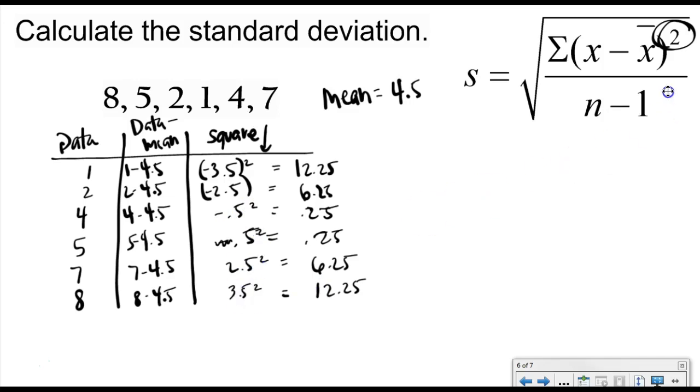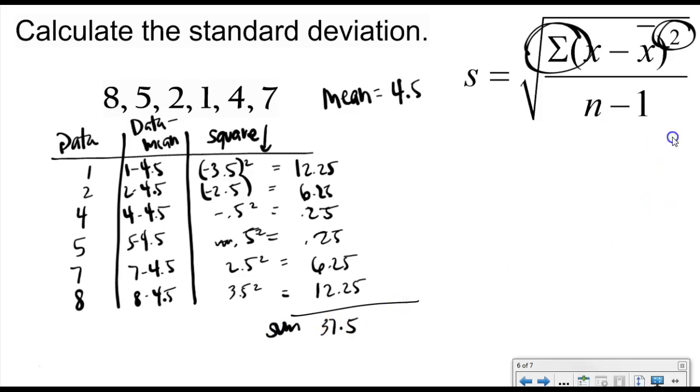Okay, now the next step, it asks me to find my sum. The sum is where I'm going to add up all of these numbers together. So 12.25 plus 6.25 plus 0.25 plus 2.5 plus 6.25 plus 12.25. I get 37.5. Okay, so this is my sum.